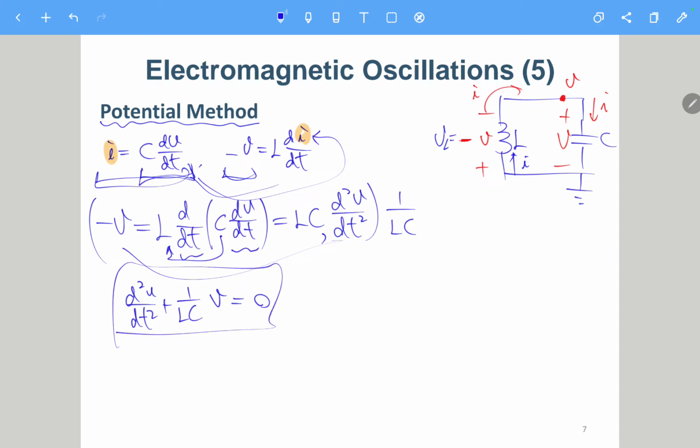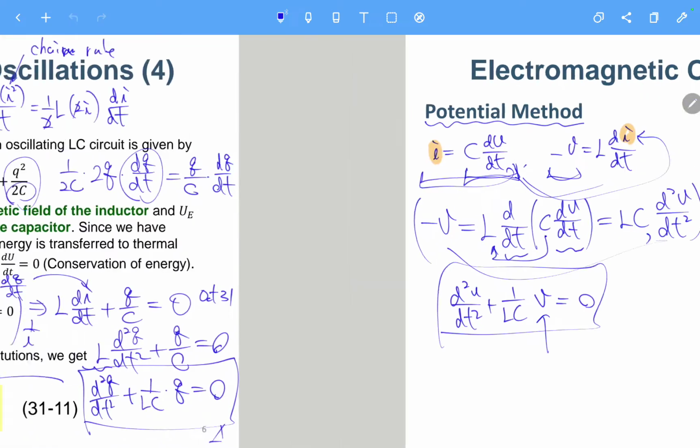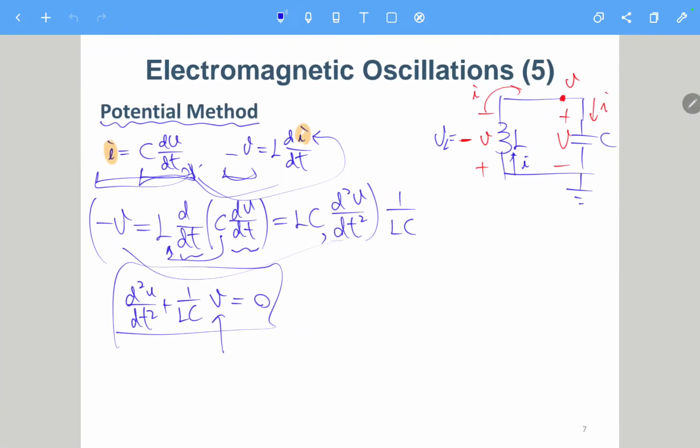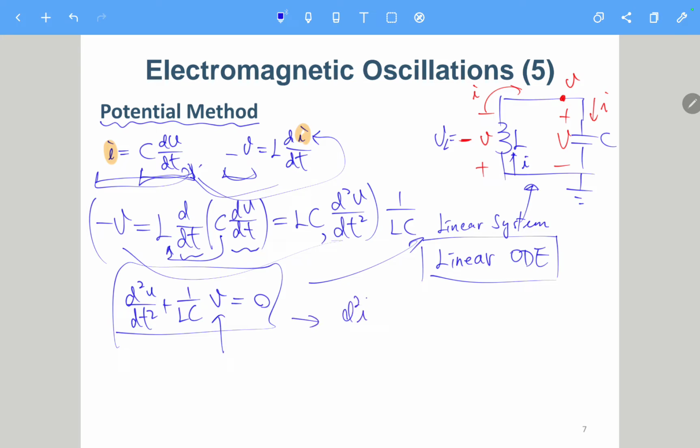Okay, so compare with the previous equation. This equation is related to V, and that equation is related to Q. But as I've mentioned, this is a so-called constant coefficient linear ODE. Because this circuit is linear, it only consists of sources, like a voltage source, or R, L, C, which are so-called linear elements. So in that case, it is a linear system or linear ODE. And if you try to write an ODE governing the linear system, you can write d²V/dt² plus 1/(LC) V equals 0. Or simply, you can also get d²I/dt² plus 1/(LC) I equals 0.